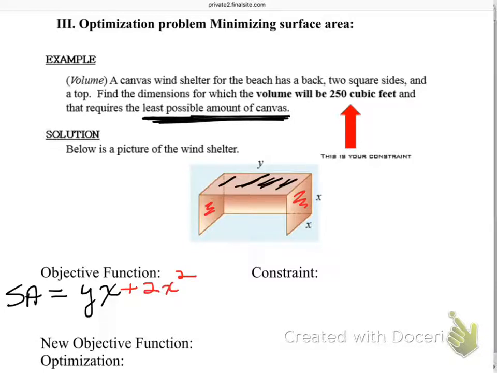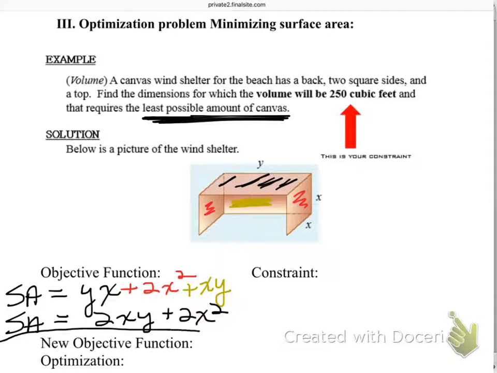And that last surface area is the back panel back here. And what are its dimensions? It looks like it's also an x times y. So plus another x times y. Now I can combine those two x times y's, and I can say that my surface area, once I combine all my terms, is going to equal xy plus xy, so that's 2xy plus 2x squared.